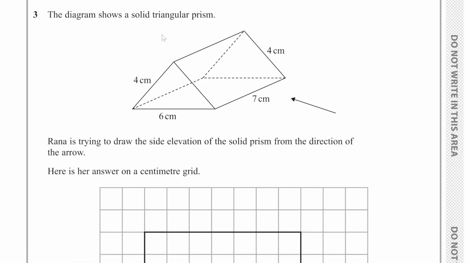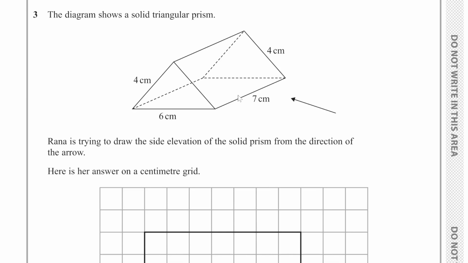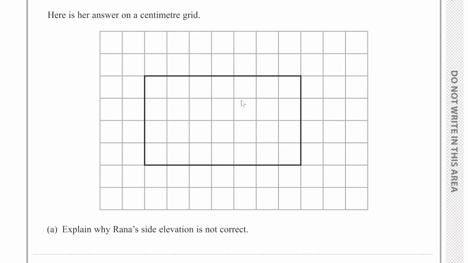Question 3. The diagram shows a solid triangular prism. Raina is trying to draw the side elevation of the solid prism from the direction of the arrow. Here is her answer on a centimeter grid. So it should be 7 wide, which it is, but 4 is the slanted height.